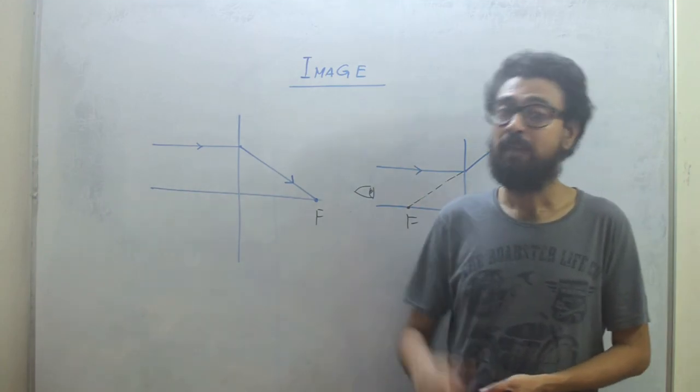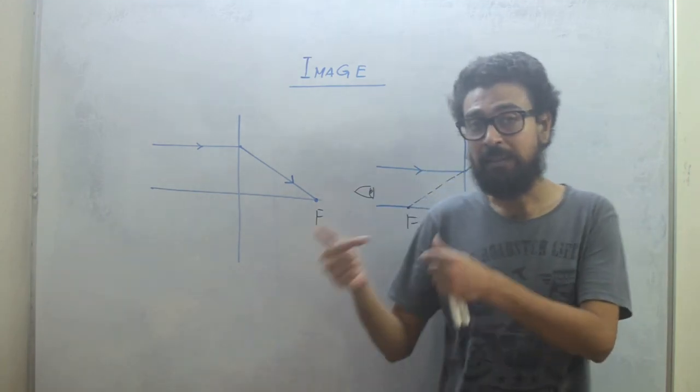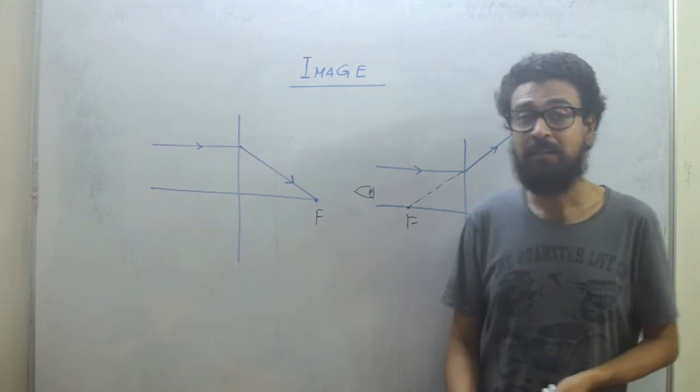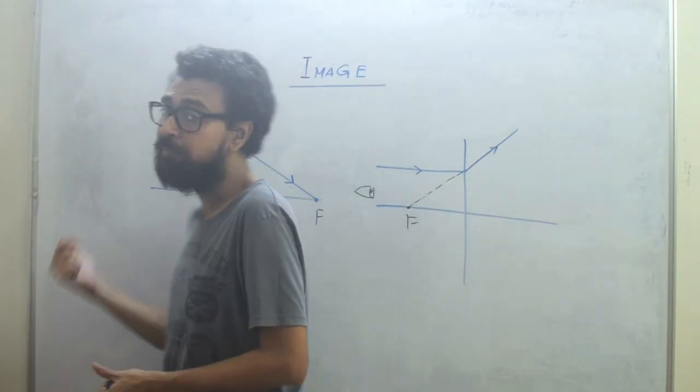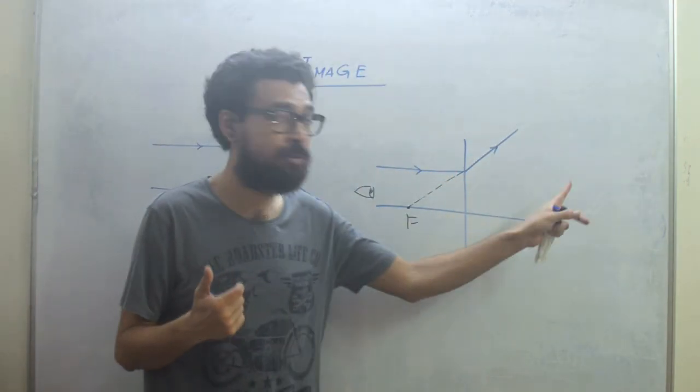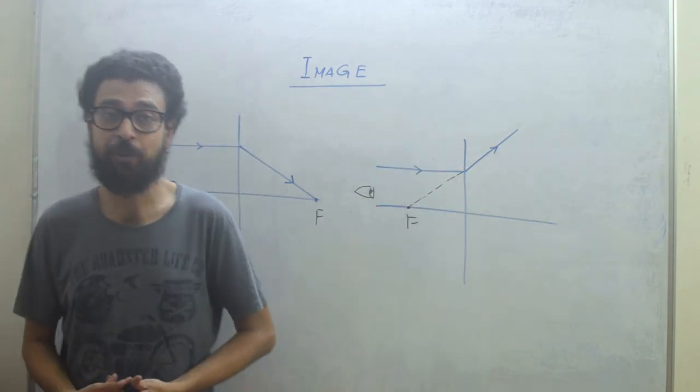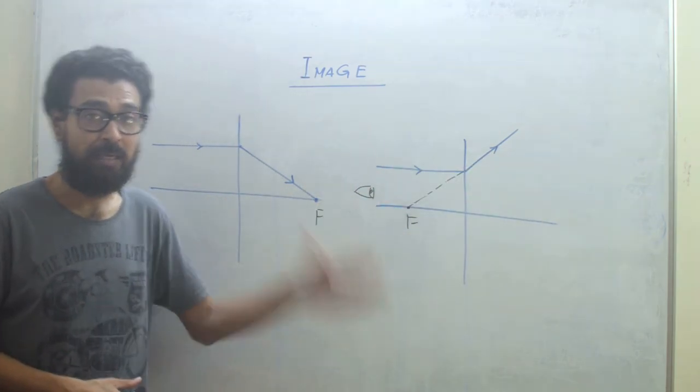This is very interesting. For a mirror, the real image is on the same side, but for the lens, for a convex lens the real side is this, and even for the concave lens the real side is this. So a concave lens always forms a virtual image.